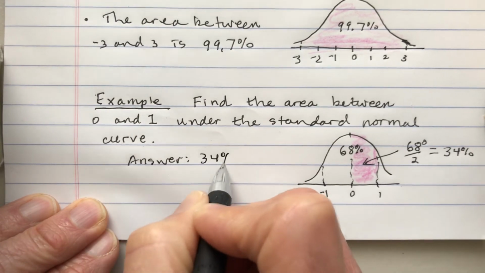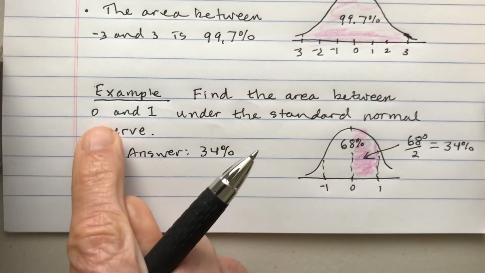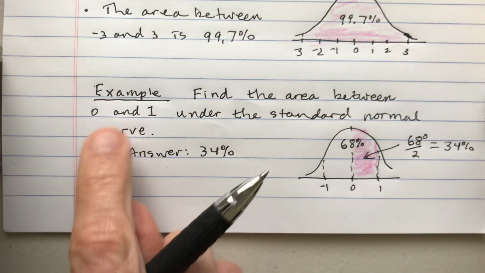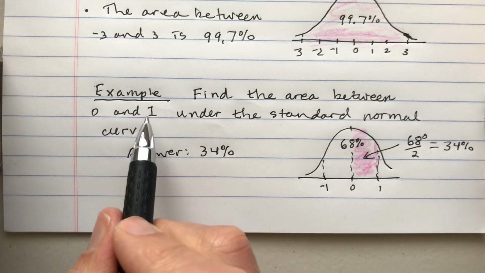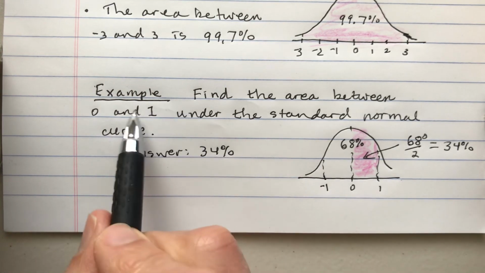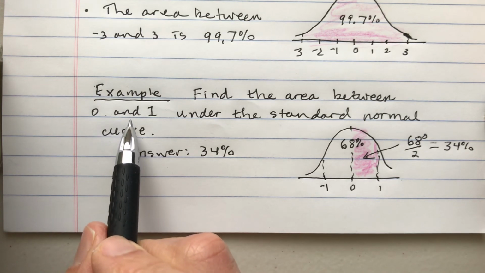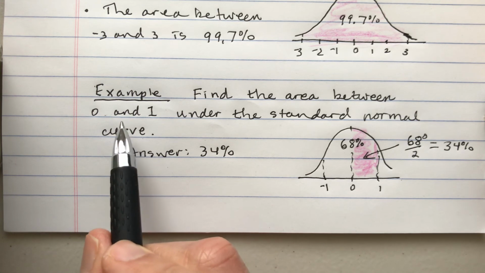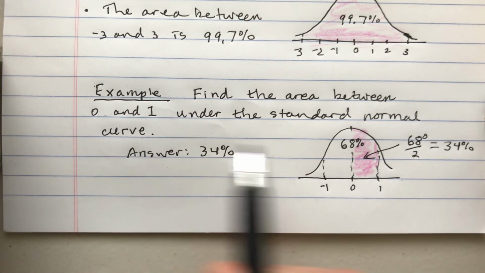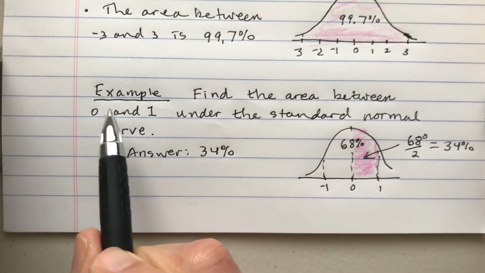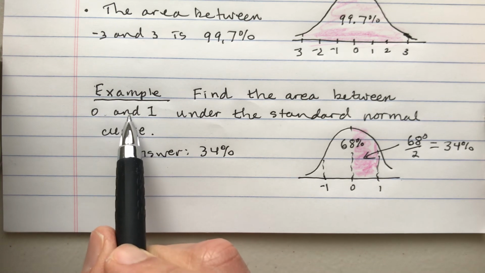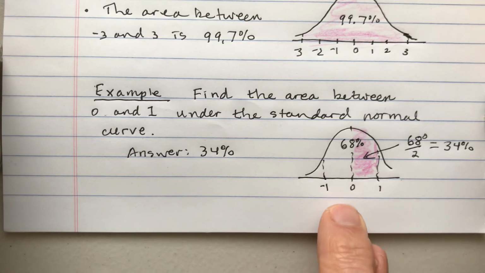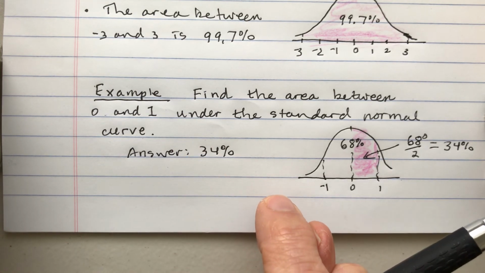Now, this method works because I have 0 and 1, so I don't have fractions of standard units. I can't use this method from 0 to a half unless I happen to have memorized that. There are tables and there's the calculator to answer the question, what's the area between 0 and a half. But what I want to do is use the empirical rule. Why? Because I sometimes like to do things in my head.